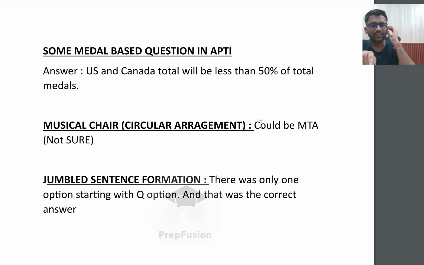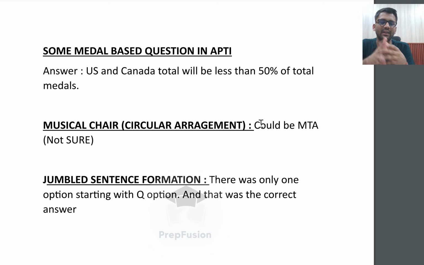For musical chair 1, it could have been solved by basic sense, but they framed the question in a wrong manner. This is what I am hearing from the students. There was a problem in framing the question, although what was missing in the problem was pretty obvious. It could be MTA, but we are not sure about that. When the official paper comes up, we can talk about this.